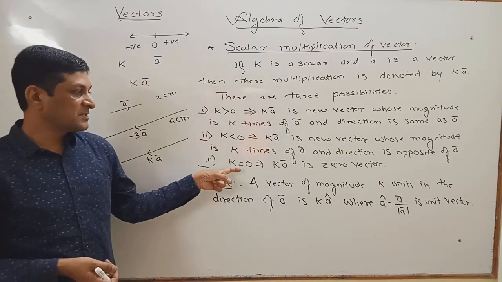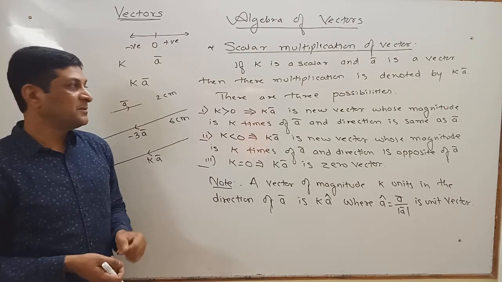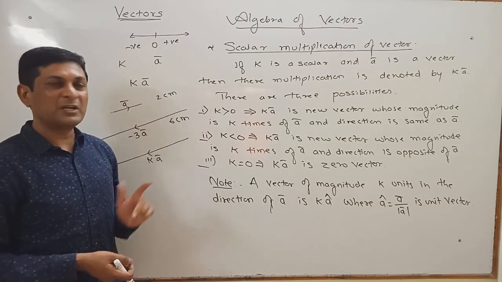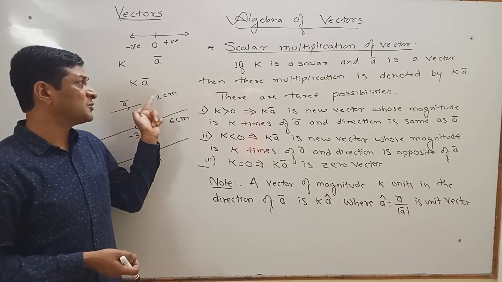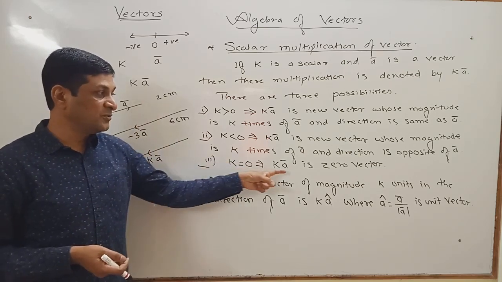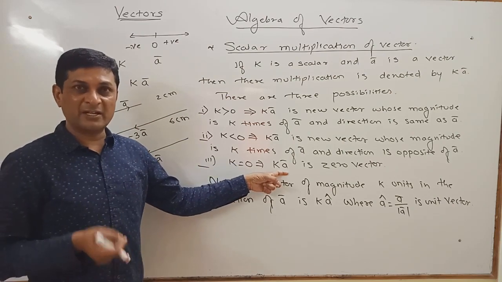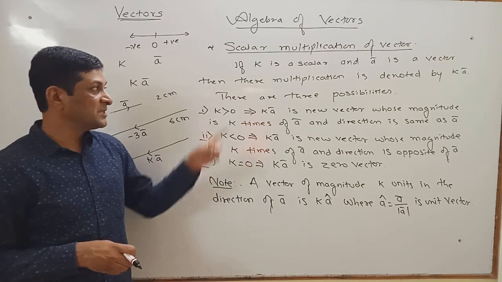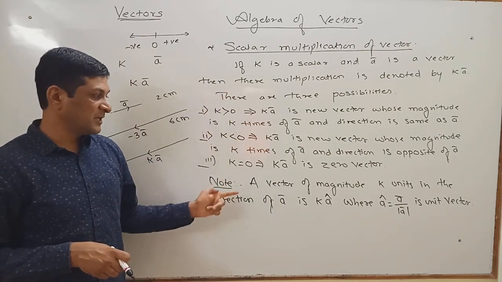Lastly, let us discuss if k is equal to 0. If a bar is one vector whose magnitude is 2 centimeters, and if we are multiplying this vector by 0, then 0 into 2 will become what? 0. It means the magnitude of this new vector is 0, and if the magnitude of a vector is 0, at that time the vector is called a zero vector. So these are some ideas about scalar multiplication.